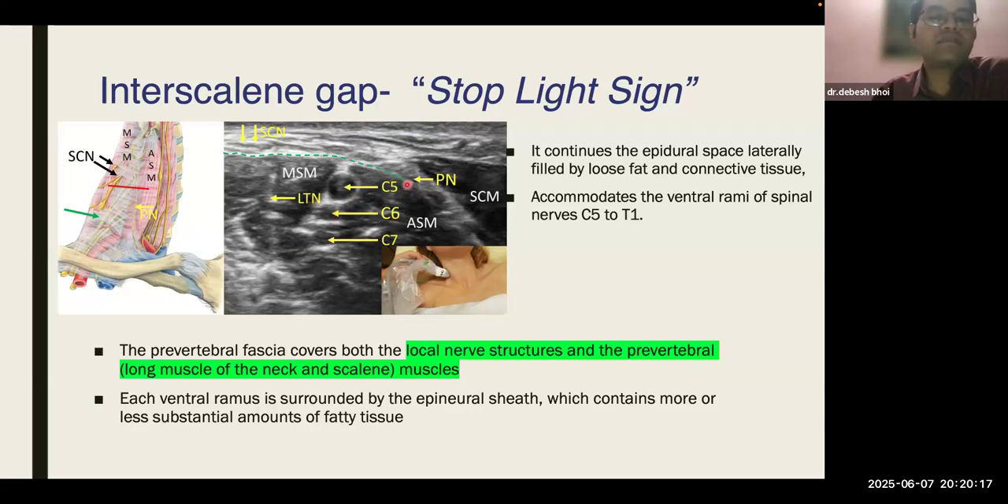If you see the green line, that is the prevertebral fascia, which means all the roots of the rami are below the prevertebral fascia, and the phrenic nerve is sitting just anterior to the interscalene muscle. The interscalene gap contains the epidural space laterally, filled with loose fat and connective tissue, and it accommodates the ventral rami. The prevertebral fascia covers the nerve structures and the prevertebral long muscles. Each ventral ramus is surrounded by an epineural sheath, which contains a more or less substantial amount of fatty tissue, sometimes less, and in the interscalene case, obviously it is less.